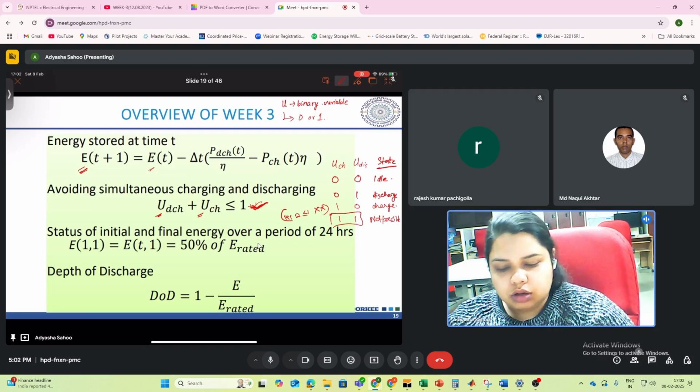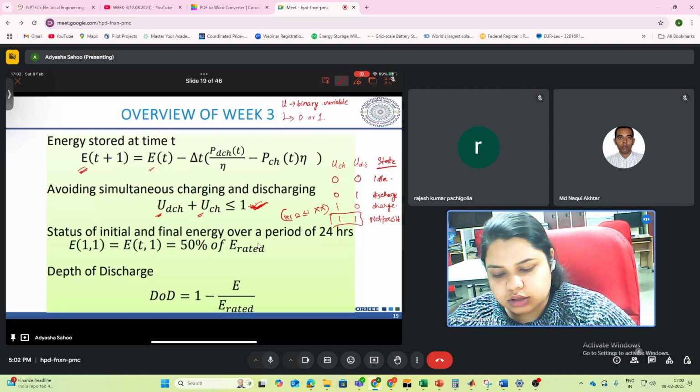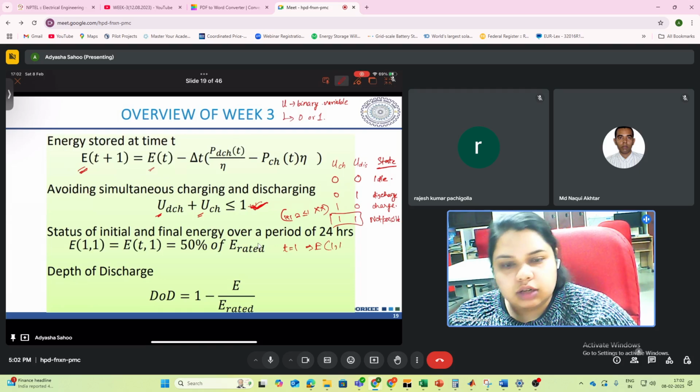So that way we can model it through this equation. Then some other condition: at t equal to 1 for a 24-hour period, what was the energy storage energy that was initially available in the battery, that is represented by E1,1. And let's say at the end of the day, at t equal to 24, you want E1,24 to be 50% of the rated capacity.